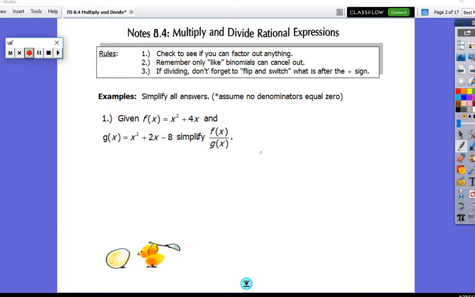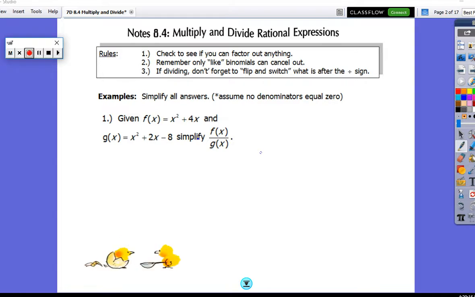Alright, these notes are going to be showing you how to multiply and divide rational expressions. So look at our rules. We're going to check to see if we can factor anything. Then we're going to remember that only like binomials can cancel out. If dividing, don't forget to flip and switch what is after the division sign. Let's look at some examples.